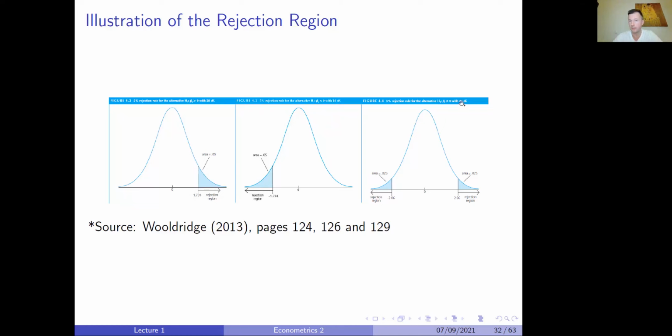Now, if you have 25 degrees of freedom and a 5% level of significance, then the rejection region consists of two parts. One to the right of 2.06, which is 2.5%, and one to the left of minus 2.06.